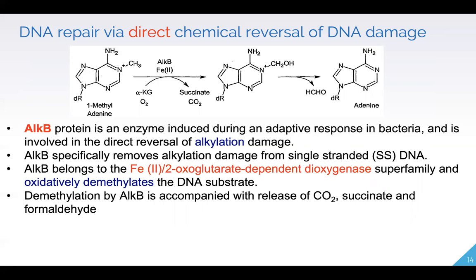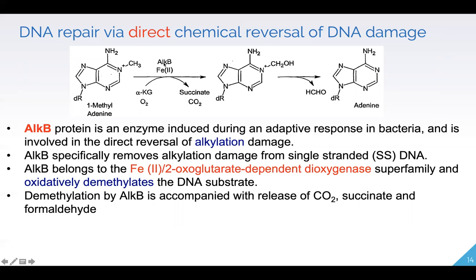In fact, the very first DNA damage repair enzyme was discovered in bacteria and belonged to what we call the ALK-B proteins. These happen to be iron-dependent enzymes. What they do is recognize methylated adenine at position 1, the first position in the adenine purine. That methylation is obviously seen by the cell as a problem because it's a foreign base now. It's a methylated base, right?